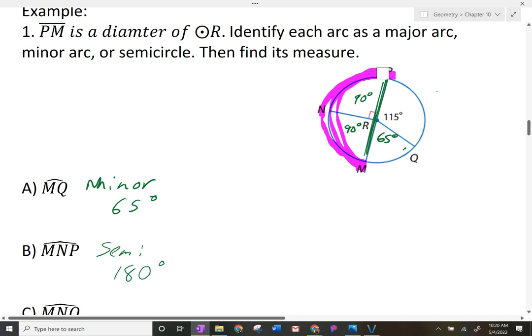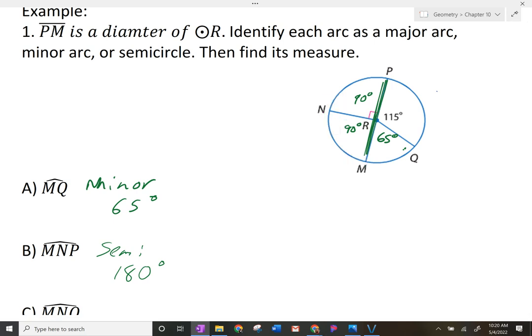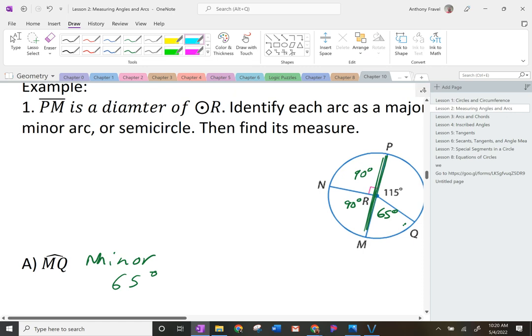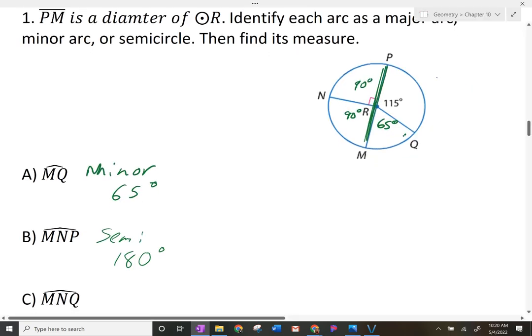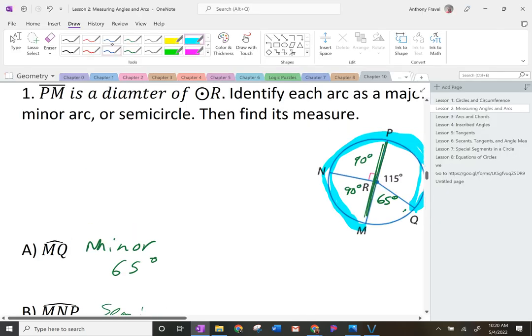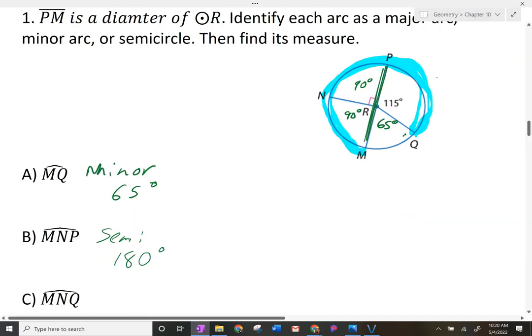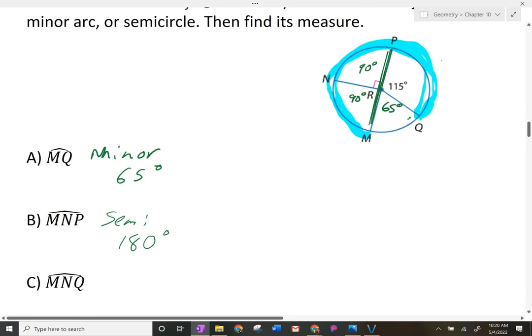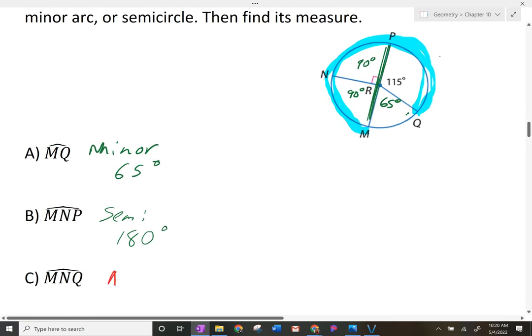Okay, I'm going to do this next one. Let me get the highlighter back out. This next one says MNQ. So again, we're starting at M, we're going to N, and then from N it's going to Q without turning back on itself. So it's going to be that entire segment. For that one, a minor, major, or semicircle? Major. It's going more than half the circle. So that's going to be a major.